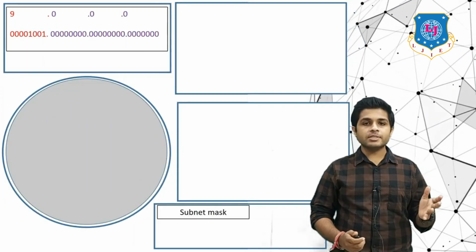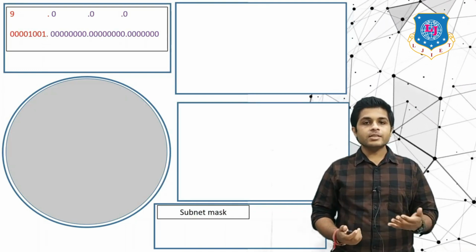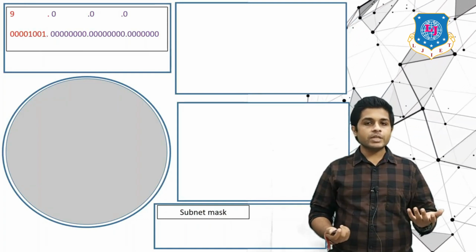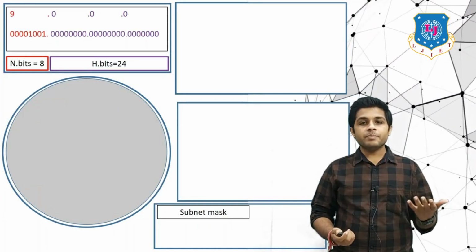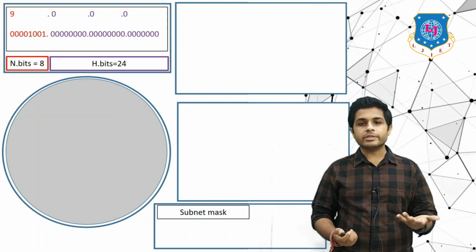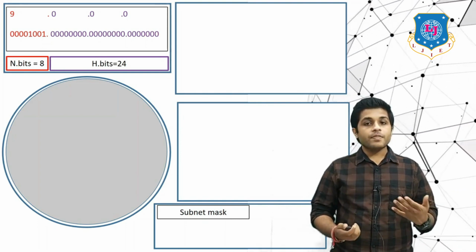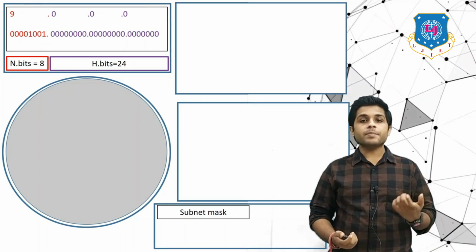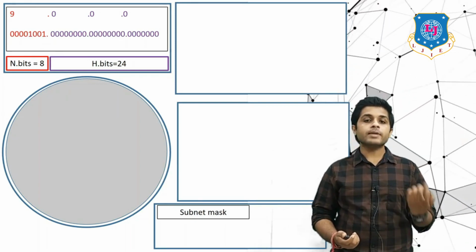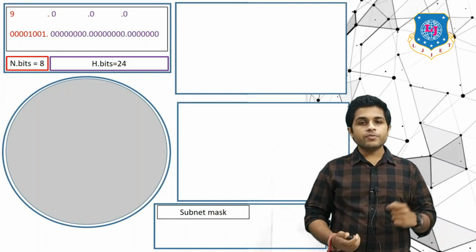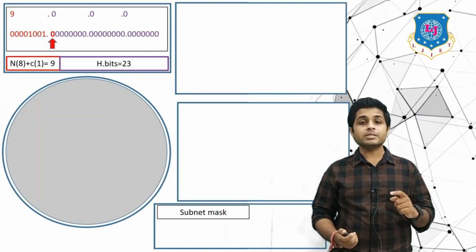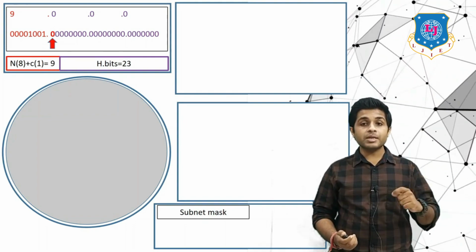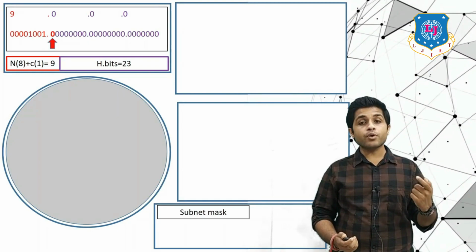So this is the same example that we just saw. It is a class A network 9.0.0.0, and we know that in class A, 8 bits are for network and 24 bits are for host. Now I want to create subnets of this given network. To create subnets, we will convert host bits into network bits. In this example, we are converting one host bit into a network bit. So you can see that the size of the host bits is changed from 24 to 23.